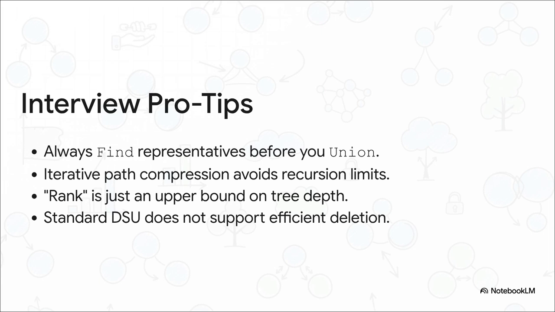Okay, pro tips for when this comes up in an interview, and it will. Listen up. 1. Always find the root of each item before you try to union them. 2. Sometimes it's better to implement path compression with a loop instead of recursion to avoid crashing with really deep trees. 3. Remember that the size or rank is just a guideline to keep trees balanced, not the exact height. And finally, know its main weakness. The basic DSU is not built to handle deleting things efficiently.